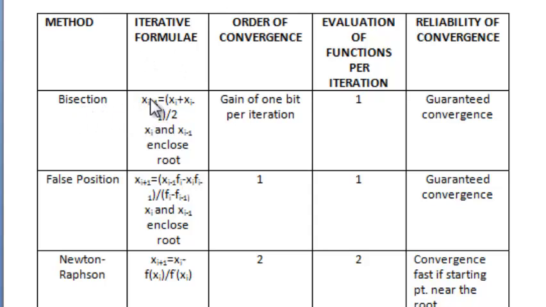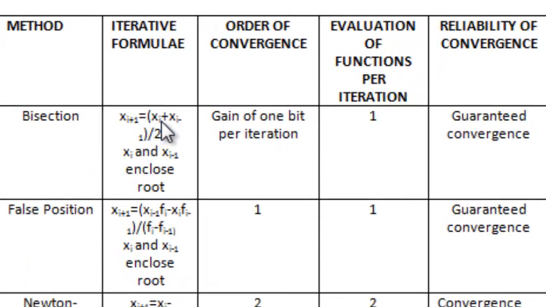The iterative formula of bisection method is x(i+1) = (x(i) + x(i-1)) / 2, where the root lies between x(i) and x(i-1). Order of convergence is gain of 1 bit per iteration. That means every iteration brings us closer towards the root of the equation. Now it is one function which is evaluated per iteration and there is a guaranteed convergence.